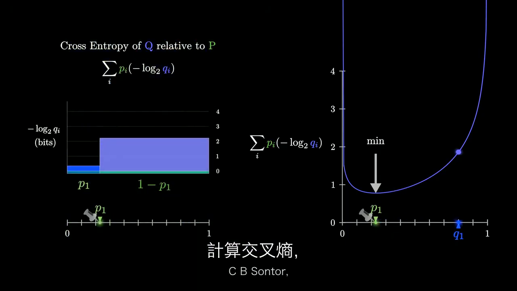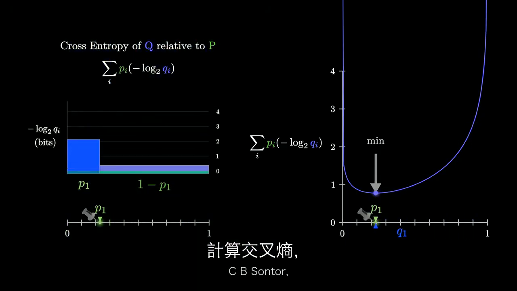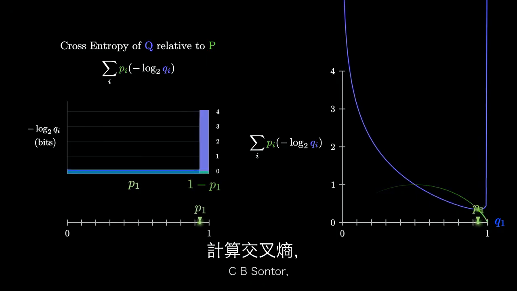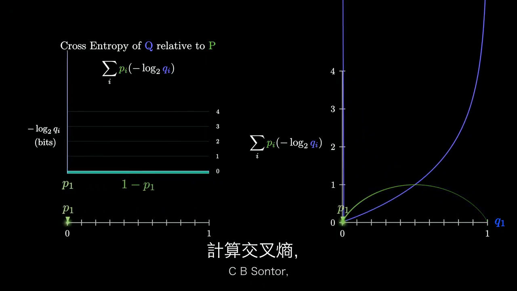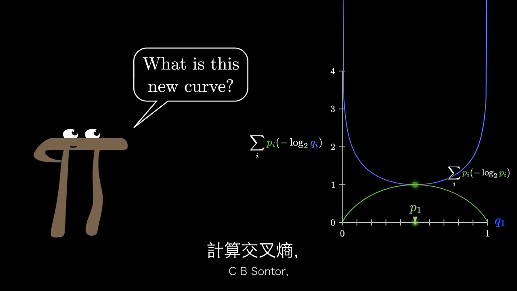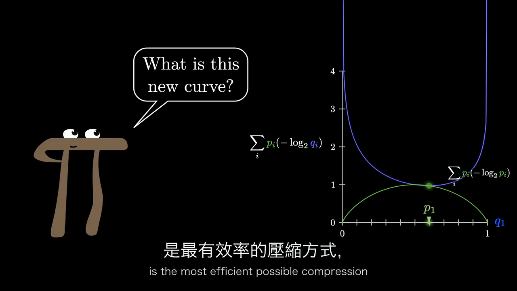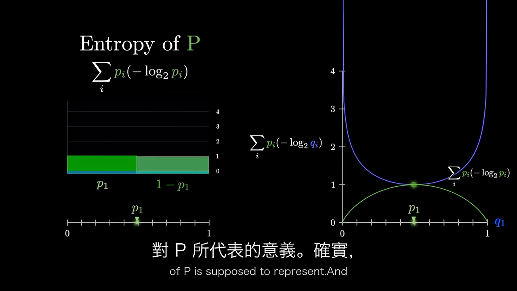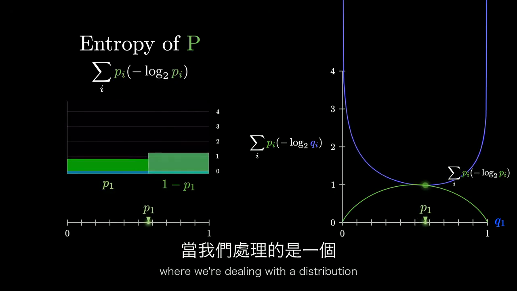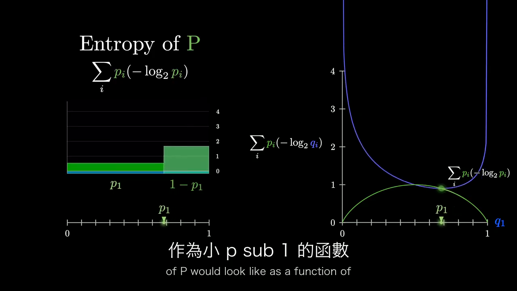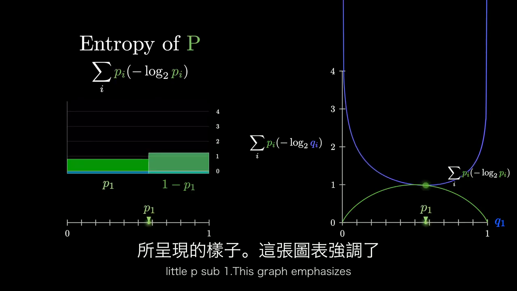There's something very fun we can do with this plot that helps to highlight a key point. What I'm going to do is move around that value P, which changes the entire shape of the graph, and as I do, you'll notice I'm tracing out where that minimum value of the graph goes. That traced out shape is a new curve that I'm drawing in green, and let me take a moment to ask you, what does this new curve represent? Well, that minimum value for cross-entropy is the most efficient possible compression when reality follows the distribution P, and that's exactly what the entropy of P is supposed to represent. And indeed, in this very simplified setting where we're dealing with a distribution over only 2 possible outcomes, this green curve is what the entropy of P would look like as a function of little p sub 1.